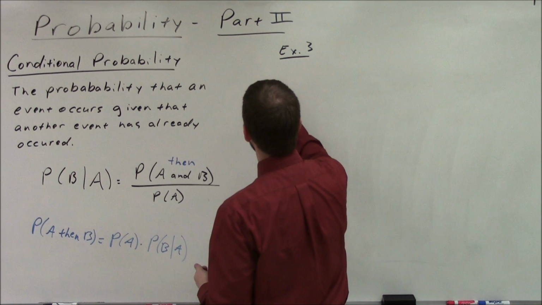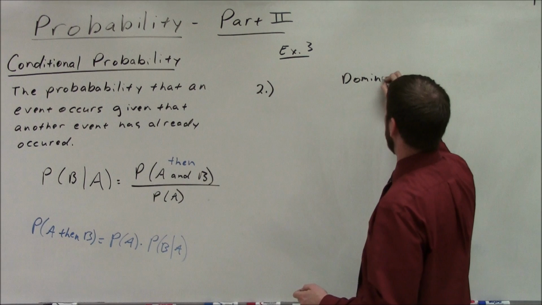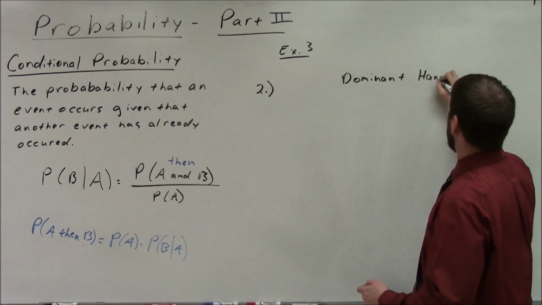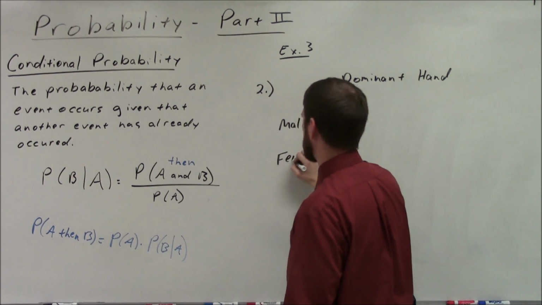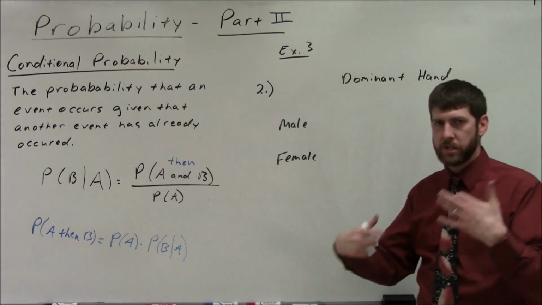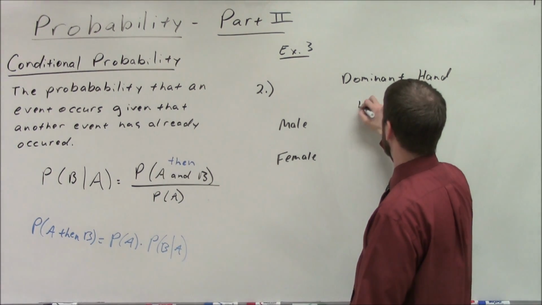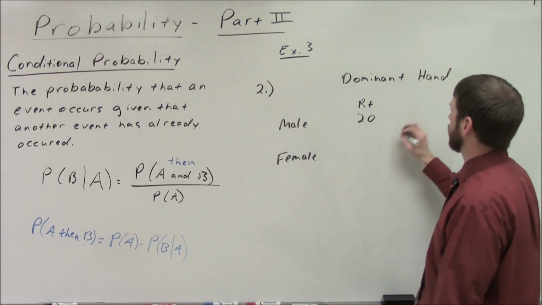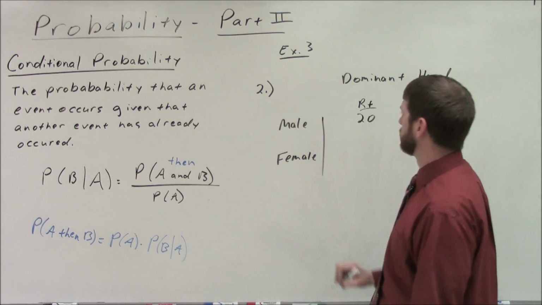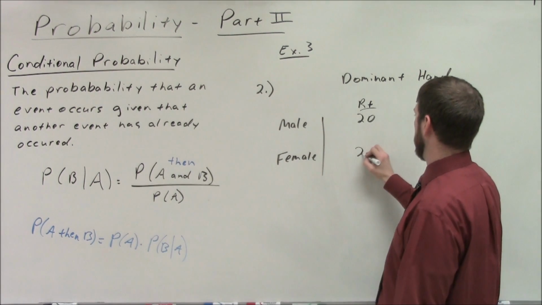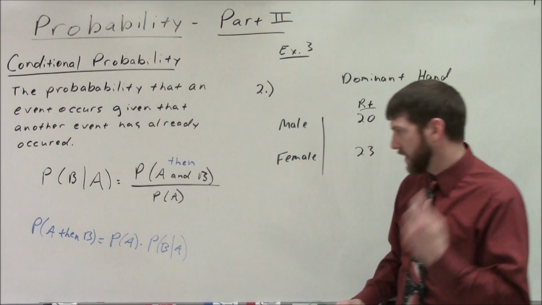So, if we have this information right here describing dominant hand, are you right-handed or are you left-handed? We can break that information up into males and females. Say we did a sample of students around Riverdale High School, and we looked at some males, and 20 of them were right-handed, and 3 of them were left-handed. Okay? Looked at some females. 23 of them happened to be right-handed, and 4 of them were left-handed.